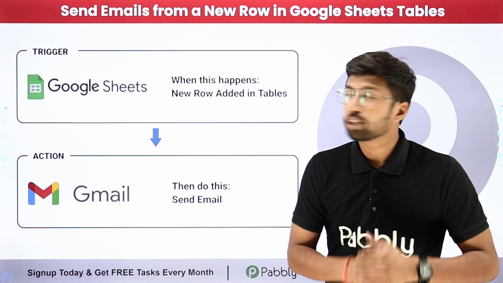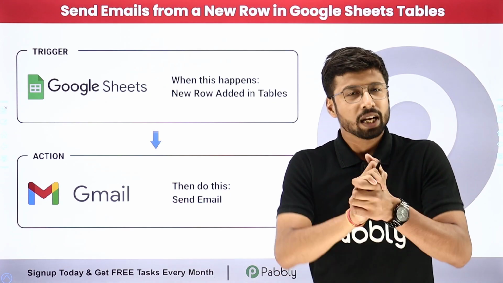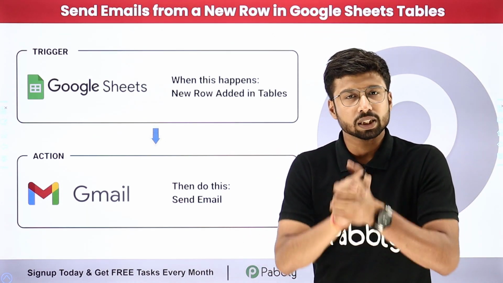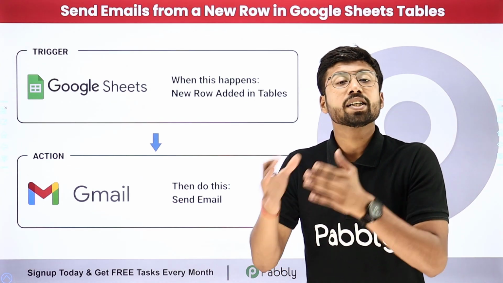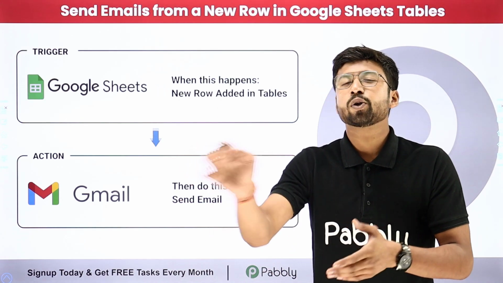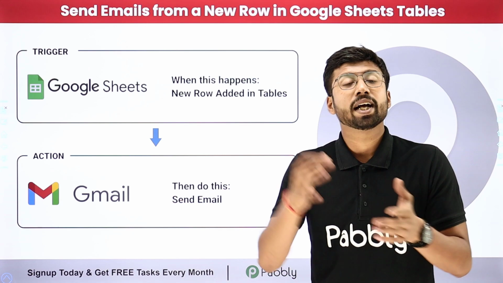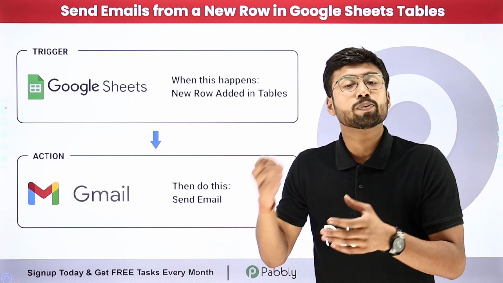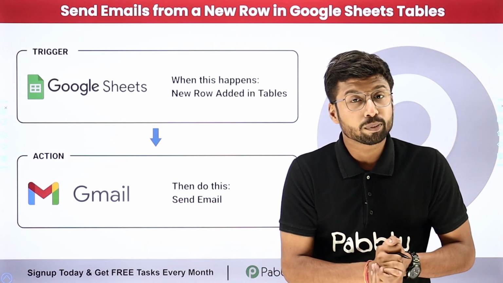So in this video, we are going to learn how to send emails from a new row in Google Sheets table. So let's take an example that I have created a table using Google Sheets table. And in this table, I'm adding the details of my new lead and also adding the details of my team member to whom I'm assigning this lead. Now I want that whenever I add the new lead and assign it to the team members, the data of that complete row, that complete lead should be sent to my team members as an email. So we are going to see how you can automate this process.